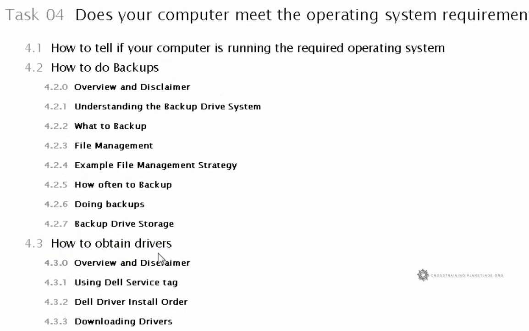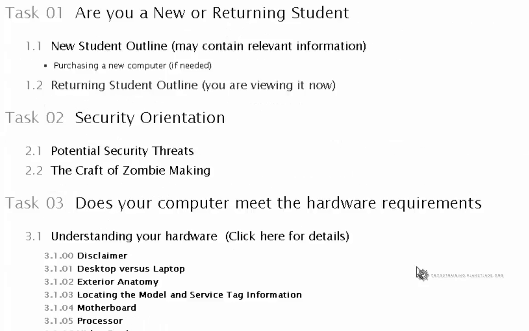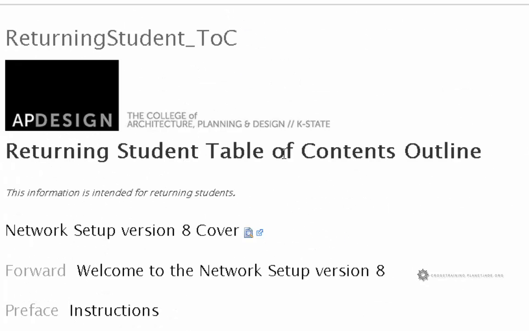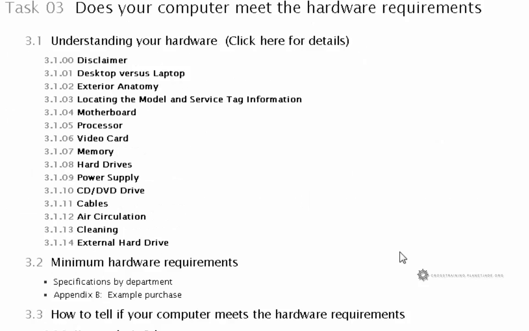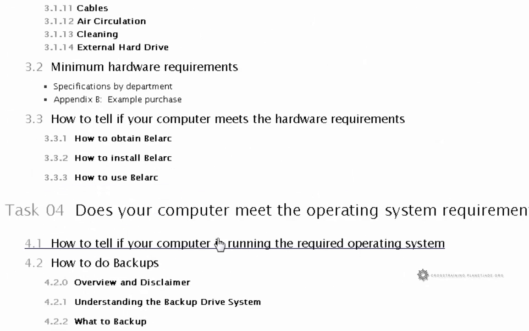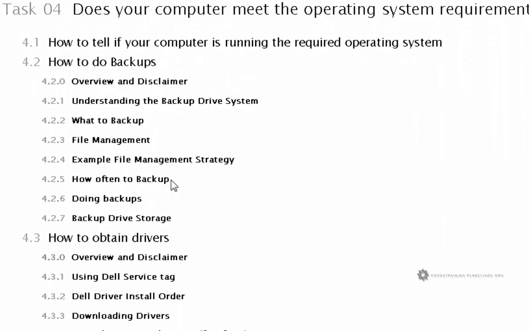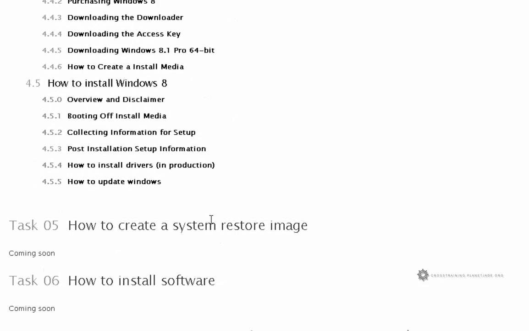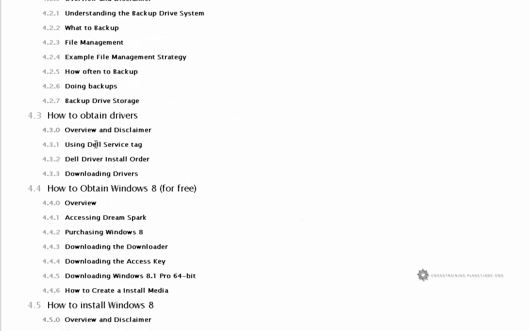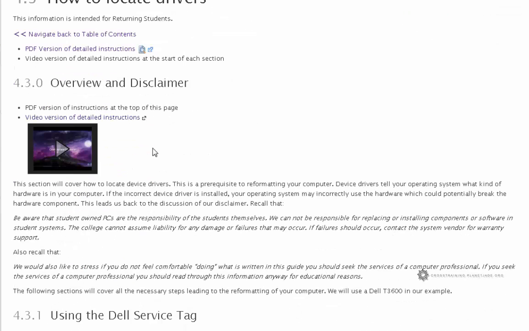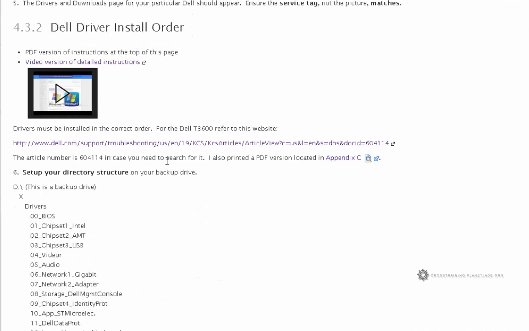So recall this is the returning students outline. So I'm in the returning students table of contents outline. So these are all of the prerequisites required to install your operating system, and one of them was how to obtain drivers. So if I click in here, if you recall, there was a list.